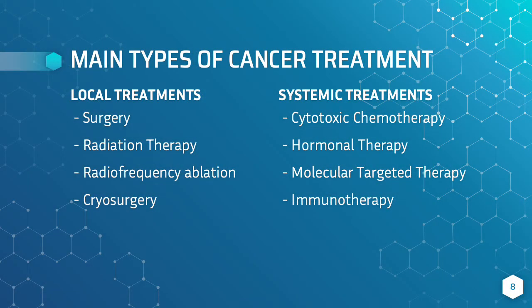There are two major types of cancer treatments. Those under local treatments include surgery, radiation therapy, and ablative approaches like radiofrequency ablation and cryosurgery. Systemic treatments, on the other hand, include cytotoxic chemotherapy, hormonal therapy, molecular targeted therapy, and immunotherapy.